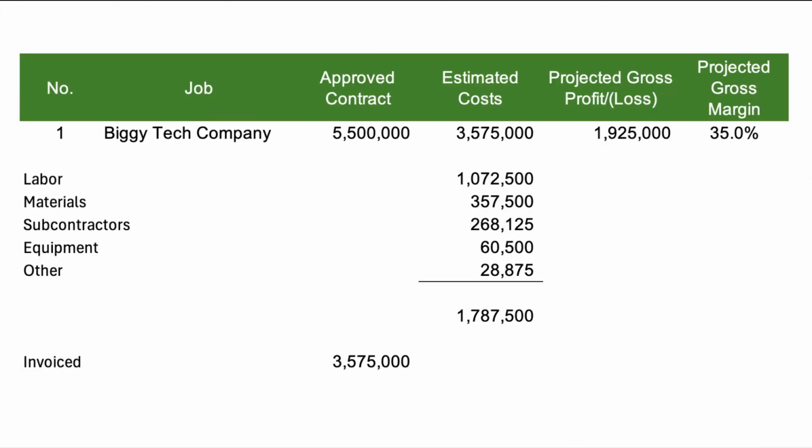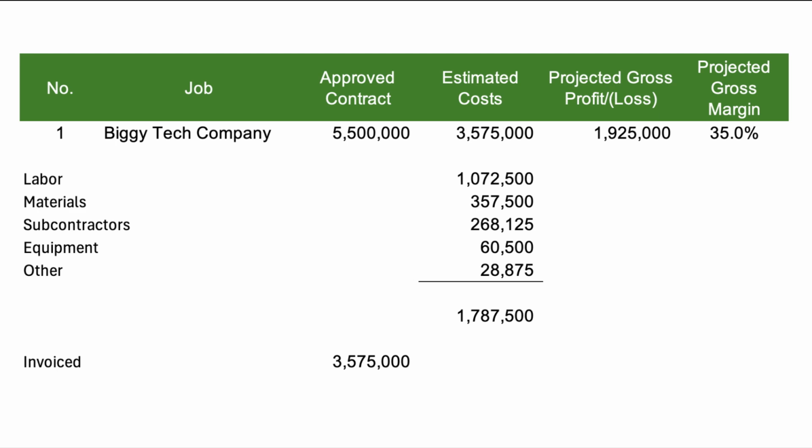We have a job or a project for Biggie Tech with a contract of $5,500,000. Based on our estimates, we expect the total cost of the job to land at about $3,575,000, which gives us a gross profit of $1,925,000, or a 35% gross margin. This job started this year, but won't be completed until next year. And here's where we stand as of year end.